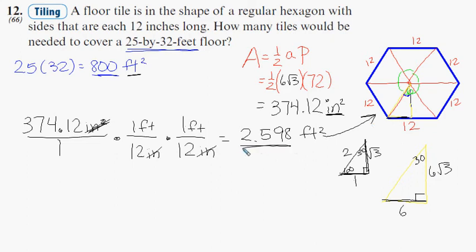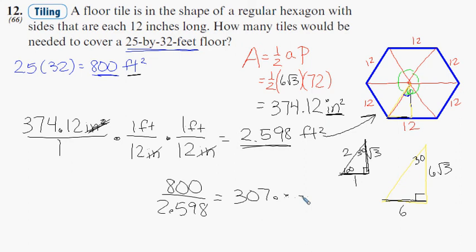So how many of these guys is it going to take to cover 800 square feet? All we have to do is just some division. 800 divided by 2.598. And I didn't do any rounding for my final answer. I know I'm showing rounding here, but I didn't do any rounding. I just kept all these numbers in my calculator. And I got 307 point something. I don't really even remember, but it rounded up.